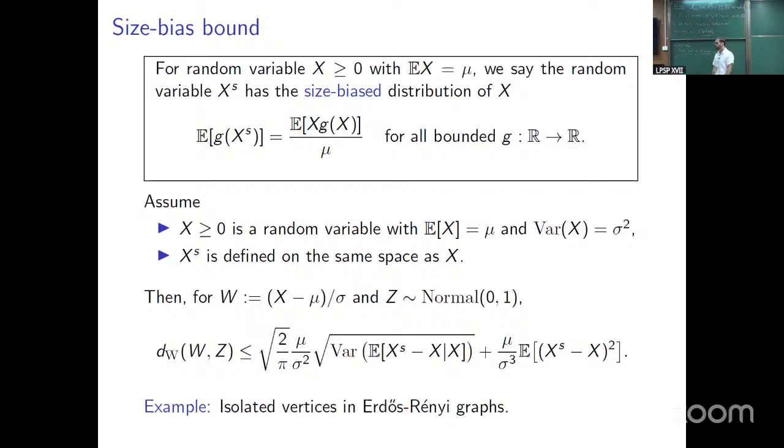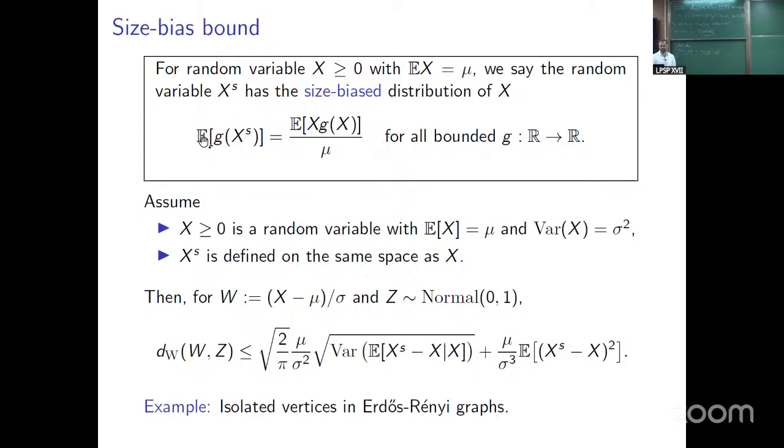So just recall the definition of the size bias distribution. Last time it was integer valued, so I defined it in terms of its PMF. But as I said then, we can define the size bias for a non-negative random variable with a finite mean. We say the random variable X^s has the size bias distribution of X if the expected value of g of X^s is equal to this: we take the probabilities of X and bias them against x. This is for all bounded g.